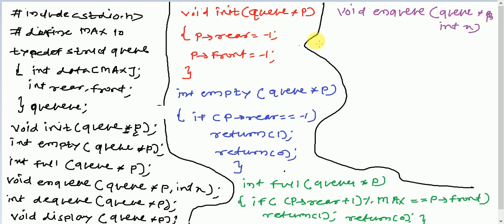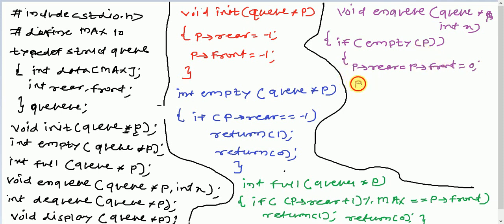Okay, so first of all, before going for insert, I have to check my Q should not be empty. So first, if my Q is empty, so if empty Q, what I'll do, I'll first of all initialize rear and front to 0, and then at 0th position I'll put the value. So what you can do here, we'll set here P of rear is equal to P of front is equal to 0, and then write here P of data of P of rear is equal to X.